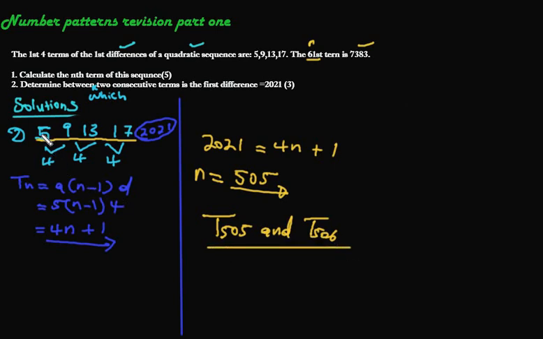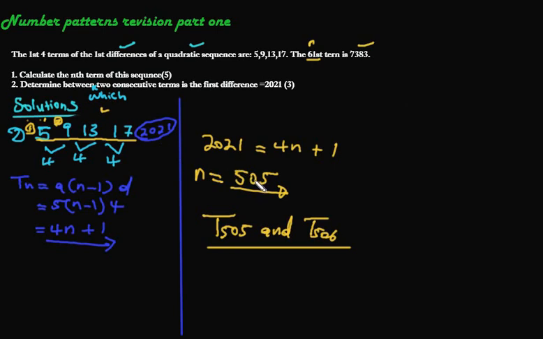What am I getting all this information from? Check the very first term of the first differences. It came when we were subtracting the first term from the second term. Then we subtracted the second term from the third, and we got the second term of the first differences. Then for the third term of the first differences, we subtracted the third term of the quadratic sequence from the fourth.